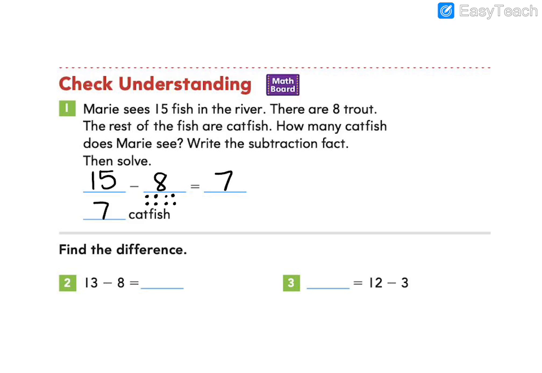For 13 minus 8, you might have also counted back. 12, 11, 10, 9, 8, 7, 6, 5. This one got a little tricky. Our difference is at the front. We can count back 3 from 12. 11, 10, 9.